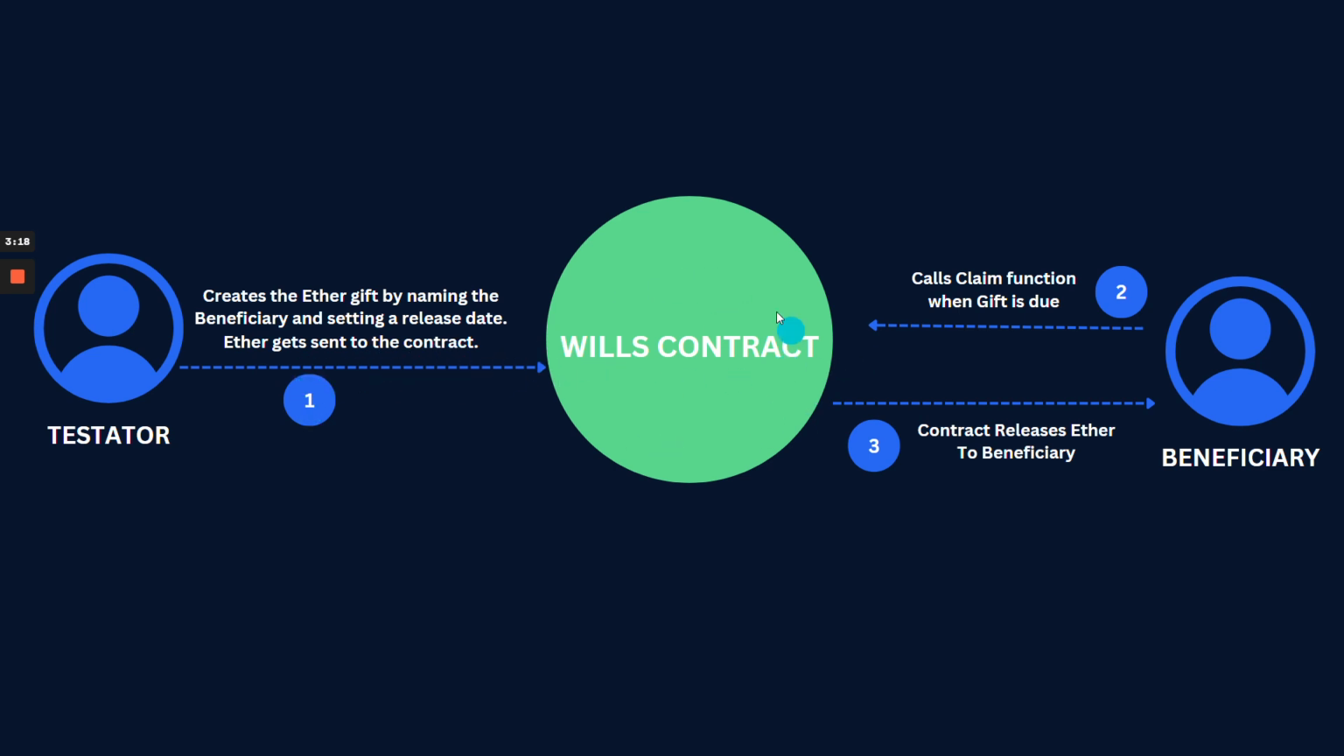That Ether gets sent to the Wills contract, and then the Wills contract will be the custodian of the Ether. Upon the elapse of the specified time, the beneficiary can go ahead and call the claim function and claim the Ether. And if the internal checks all go well, then the Ether will be transferred to the beneficiary from the Wills contract. So that's that for gifting Ether.